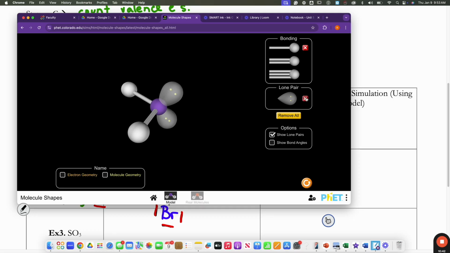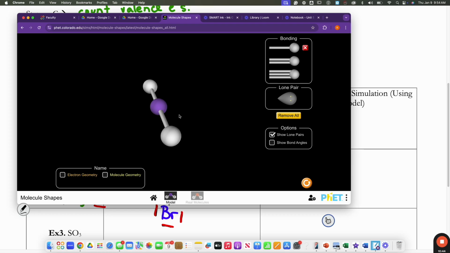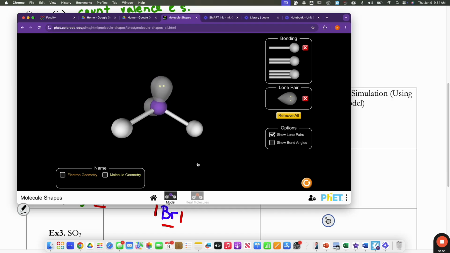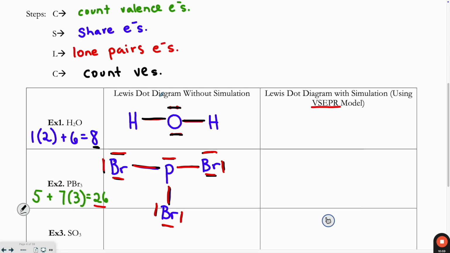So notice, as soon as I add those lone pairs, I go from having a line to now having this bent structure. So the way I'm going to draw this, I've got them going down, and then I've got 2 lone pairs on top. So I have the oxygen on top, hydrogens going down, and then the 2 lone pairs on top, like that. Okay, so that is the VSEPR model.